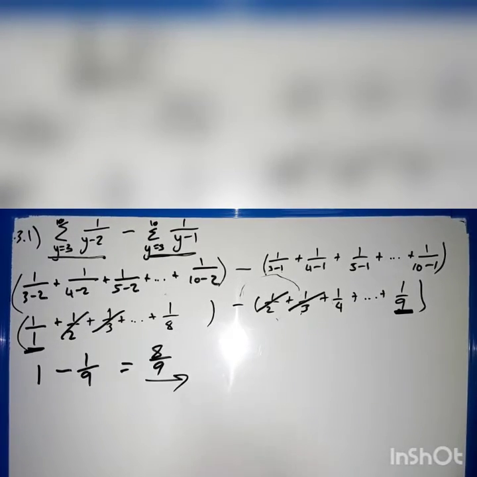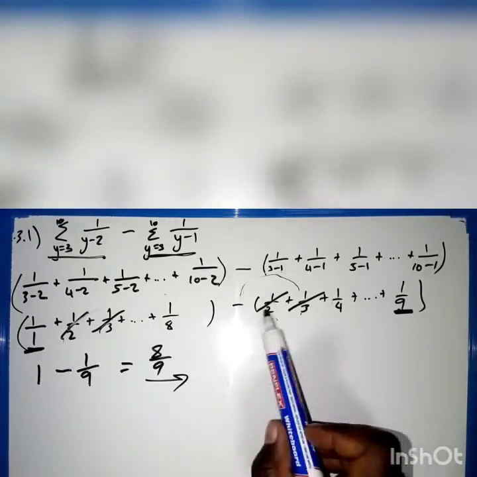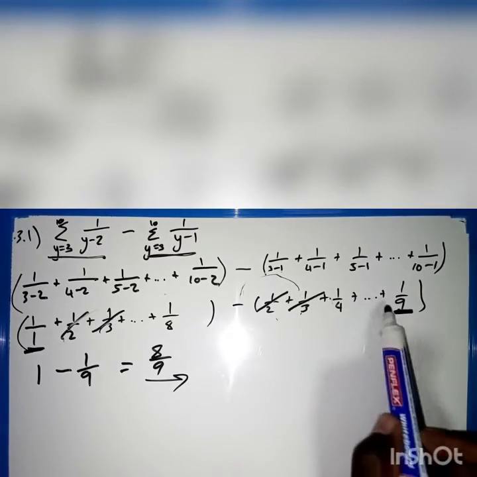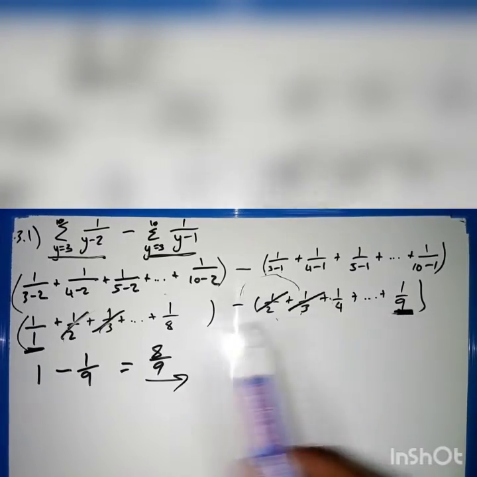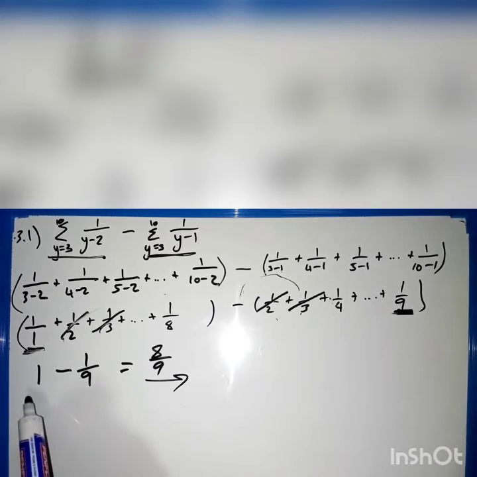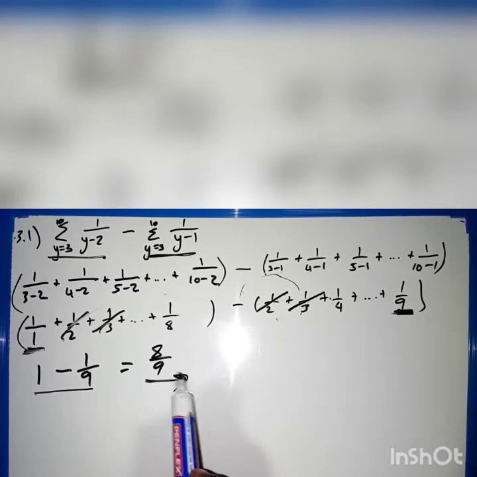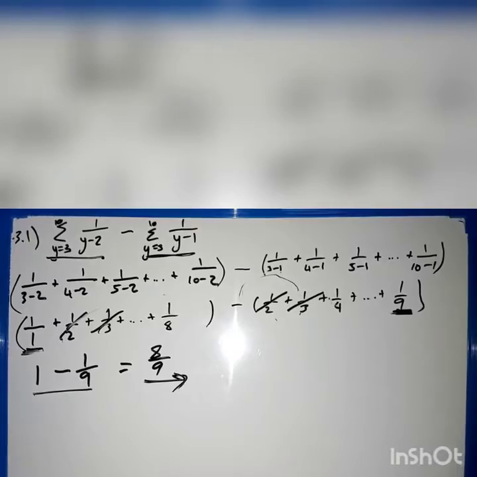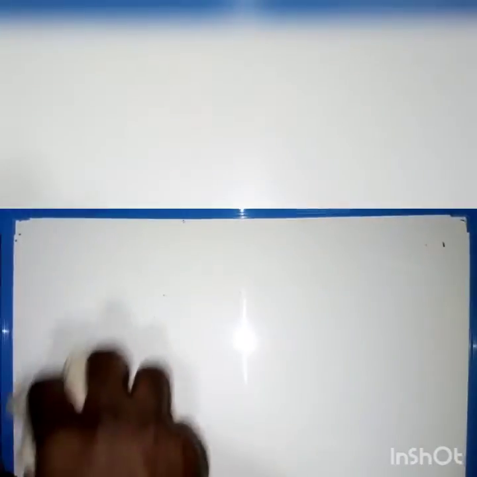Easy 3 marks. So this will cancel this, they'll all cancel each other, but the numbers that won't cancel are this one and the first one. So that's why you'll be just left with this, which is equal to that. Alright, that was question 3.1. Moving on to 3.2, which is a bit tricky and long.